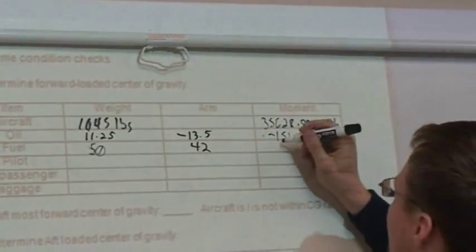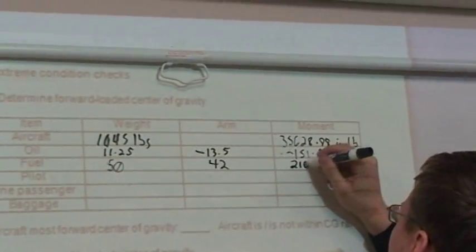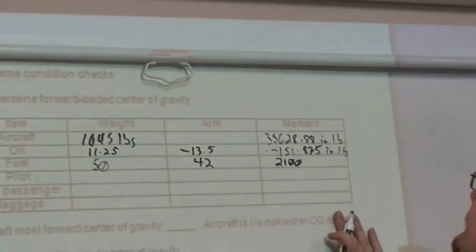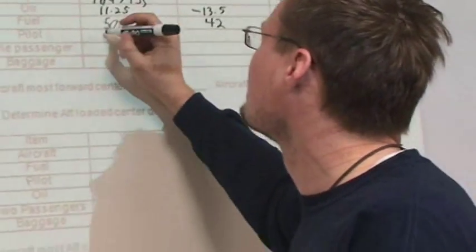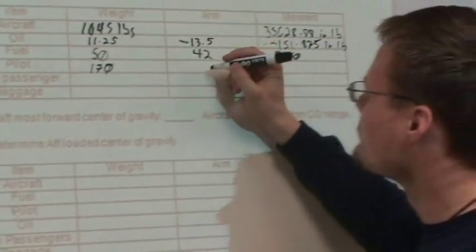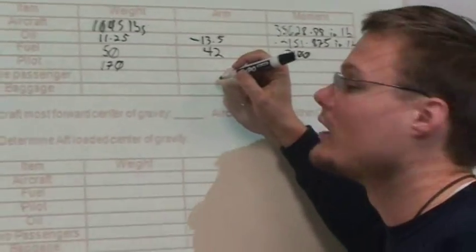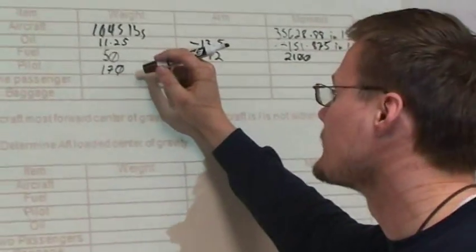That gives us a moment of 6552. 2100. 2100, excuse me. All right, now the pilot is necessary, so you have to put him in as well. Can't fly a plane without a pilot. So why did you assume it's 170 pounds? The FAA standard for a person now is 170 pounds.